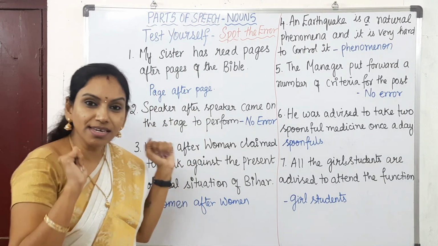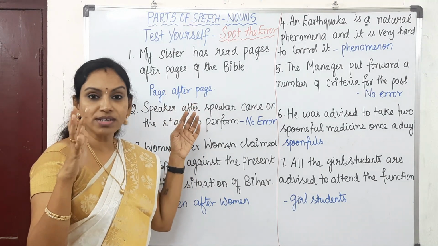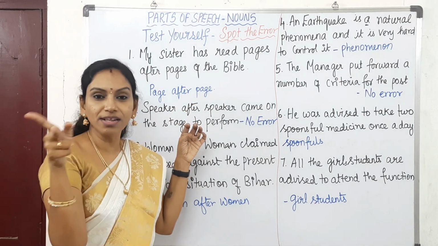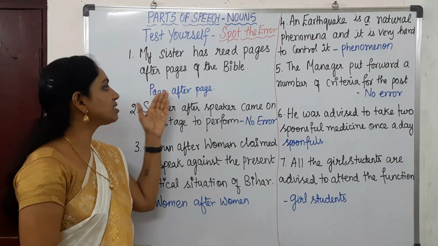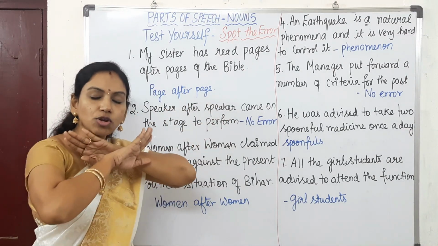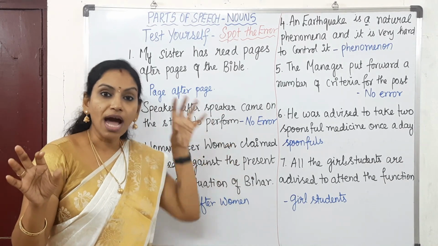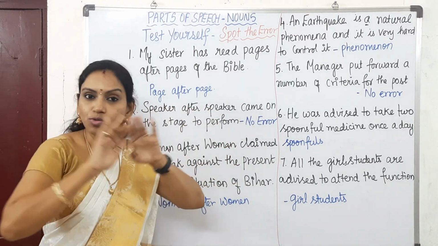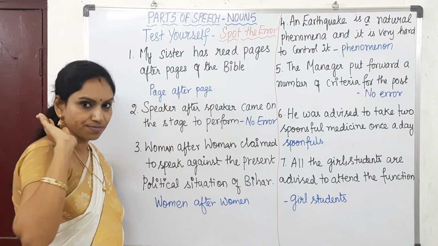Where is the error here? Pages after pages cannot come. A noun cannot be doubly plural. So it is page after page. Two nouns cannot be plural. Either one noun will be plural, but two nouns cannot be plural. So it is page after page.